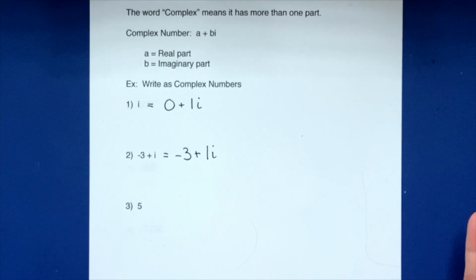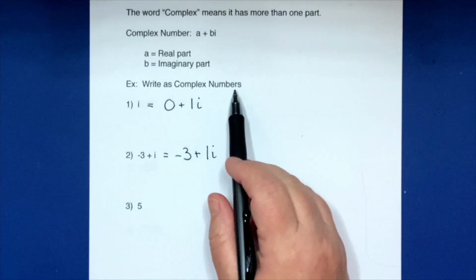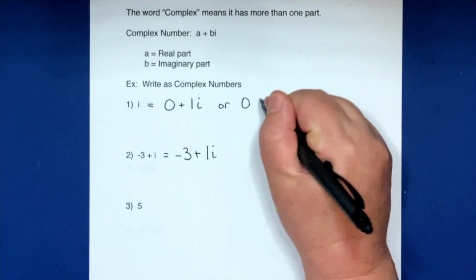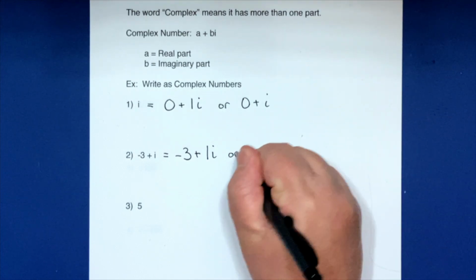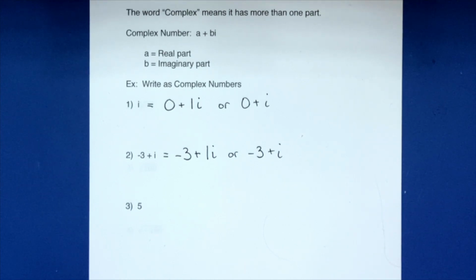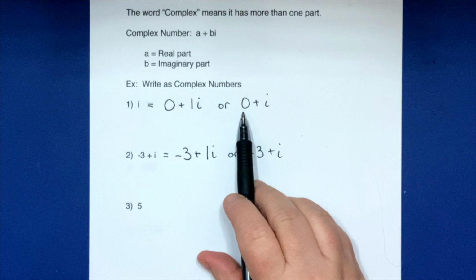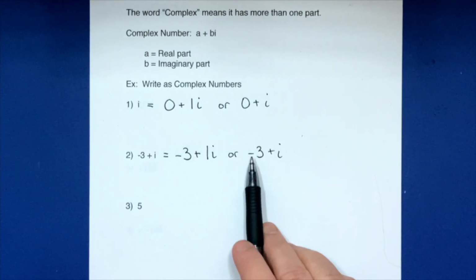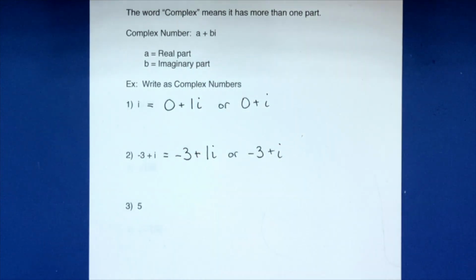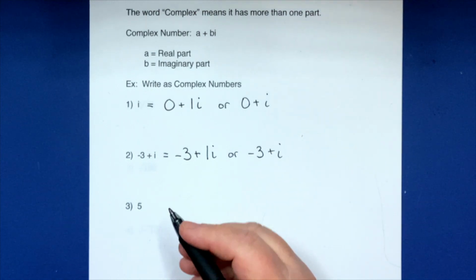Now, I'm being very formal. Sometimes when folks are writing complex numbers, they don't write in the 1. So you could actually write it as 0 plus i, or in this case, -3 plus i. I've also seen that. So you just need to know how formal are we being, how specific and particular do you want to be. In this case, a is 0 and b is 1. Here, a is -3 and b is also 1. So we've got the a plus bi. That's pretty universal, at least in this country, every time I've ever worked with them.